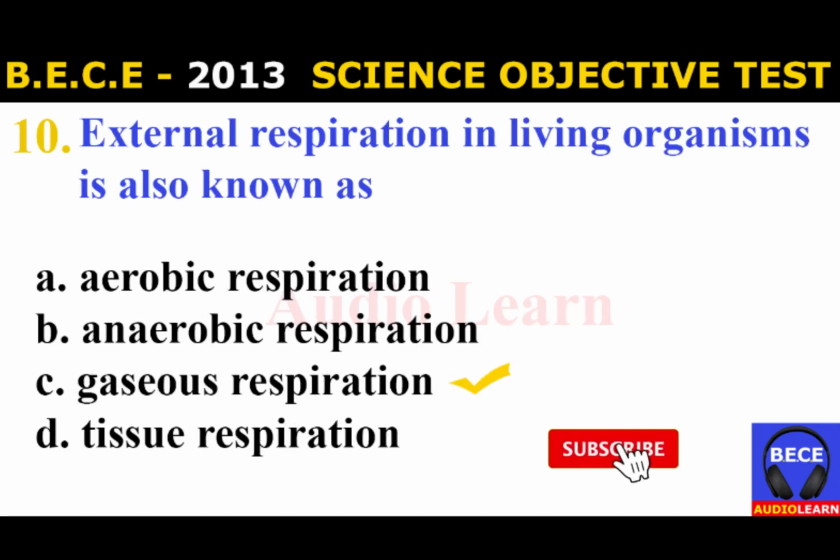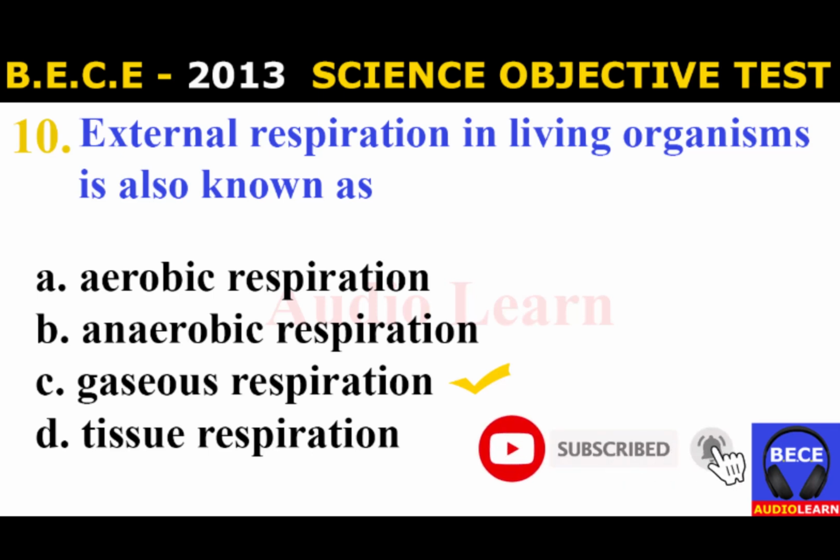Number 10. External respiration in living organisms is also known as A. Aerobic respiration. B. Anaerobic respiration. C. Gaseous respiration. D. Tissue respiration. And the answer is C. Gaseous respiration. External respiration in living organisms is also known as gaseous respiration.